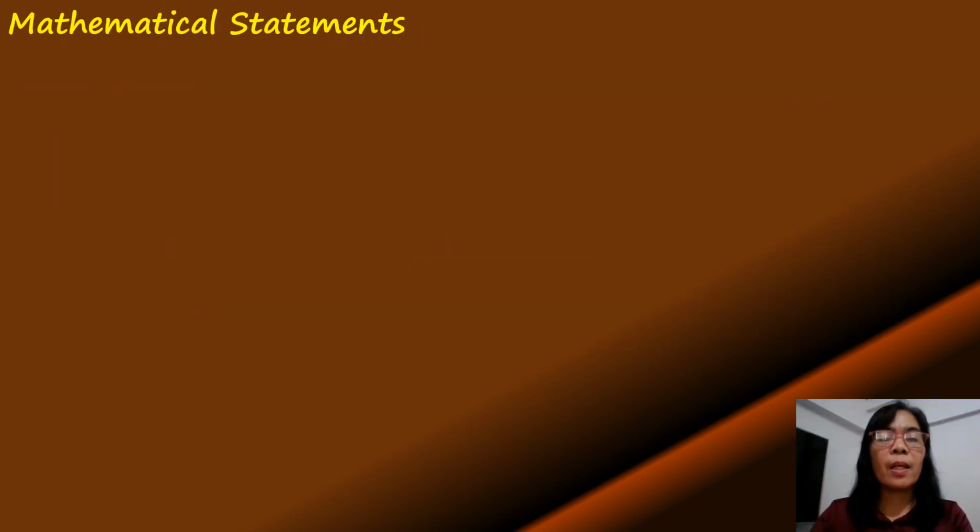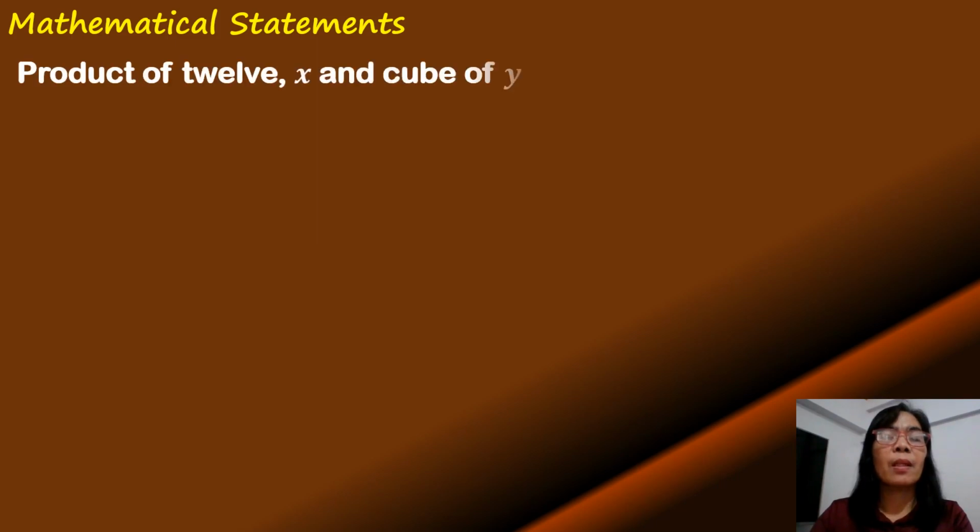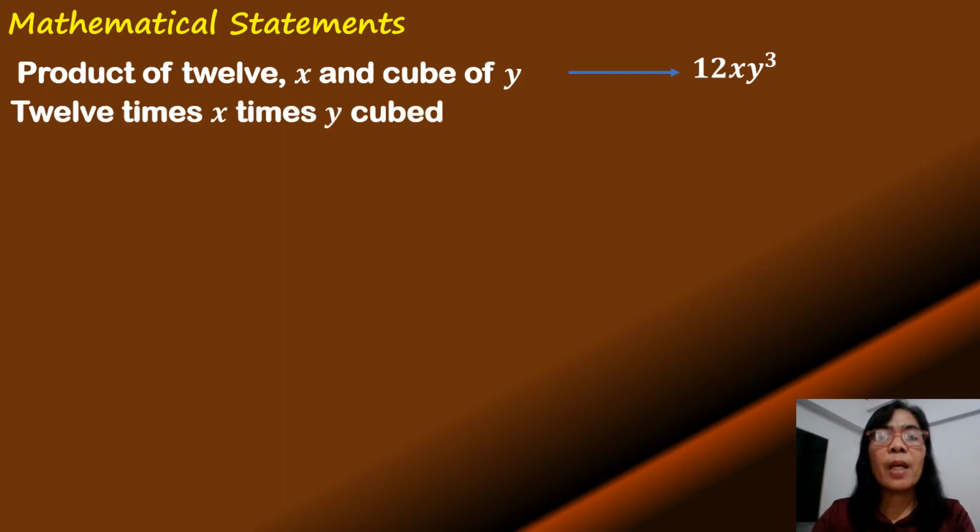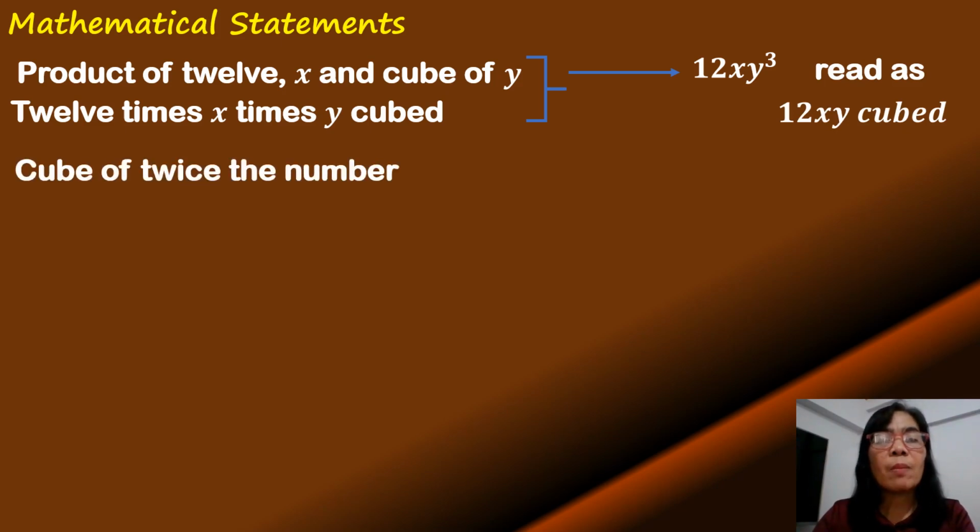Okay, so let us translate more mathematical statements. The statement "the product of 12x and cube of y": product means multiplication. So that will be represented by 12 times x and the cube of y, or we can write it as 12x y cube. 12 times x times y cube is represented by the same symbol, and we read this as 12x y cube.